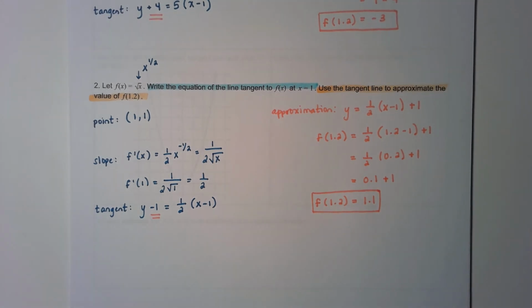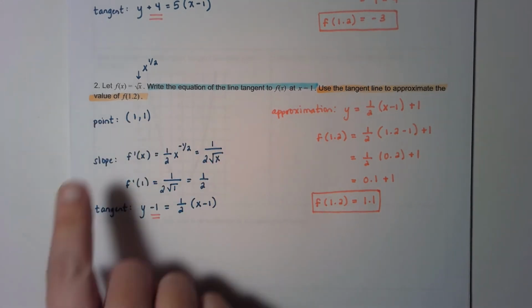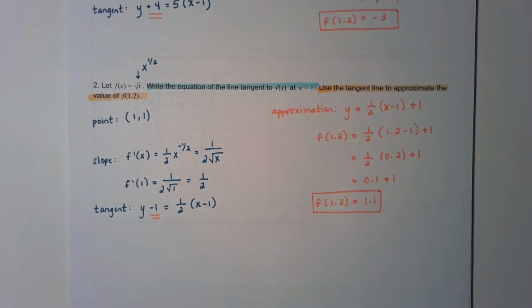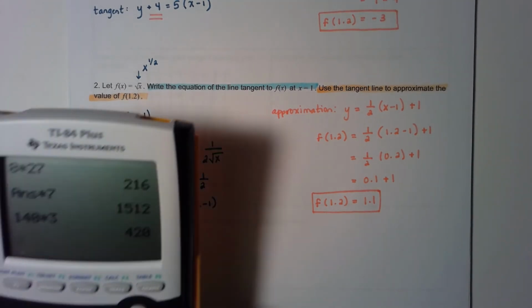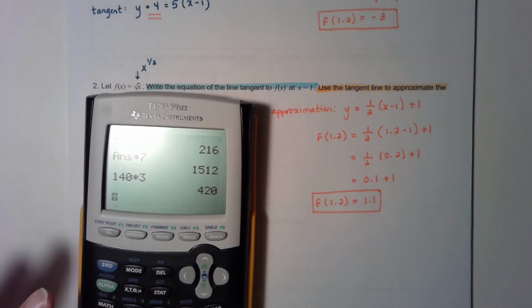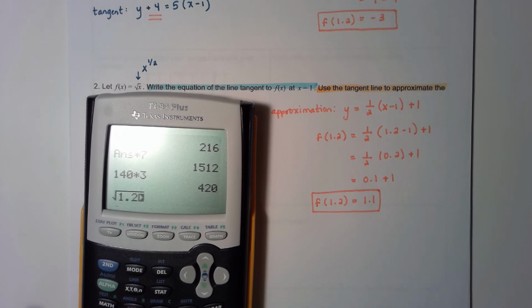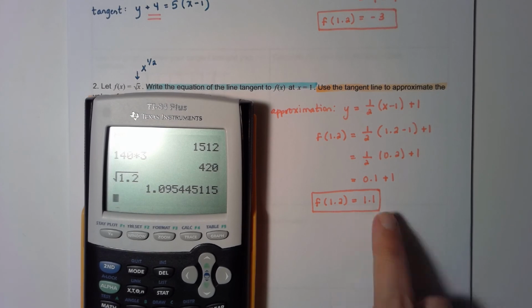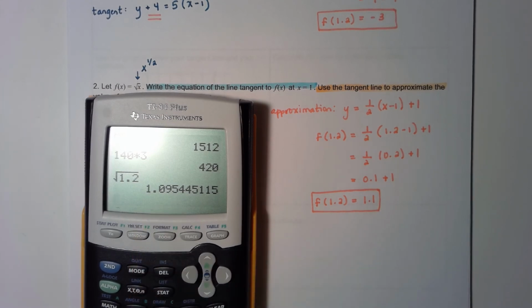And just because I think this is so cool, if I just asked you to find the square root of 1.2, you'd probably tell me that you don't know the answer, and I wouldn't either. But by doing this process, you can confirm on a calculator the square root of 1.2 is about 1.1, which is what we estimated. It's 1.095, so pretty close.